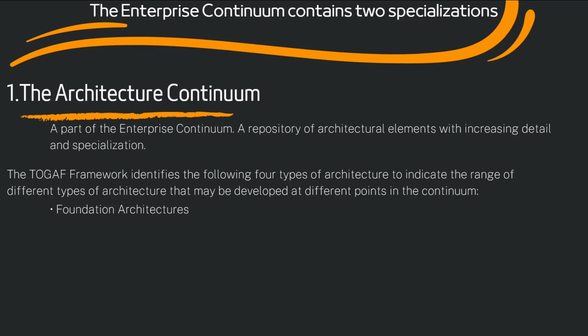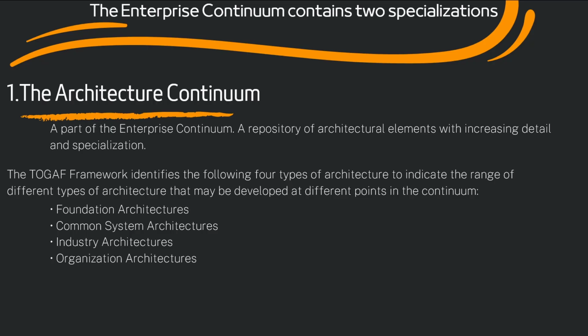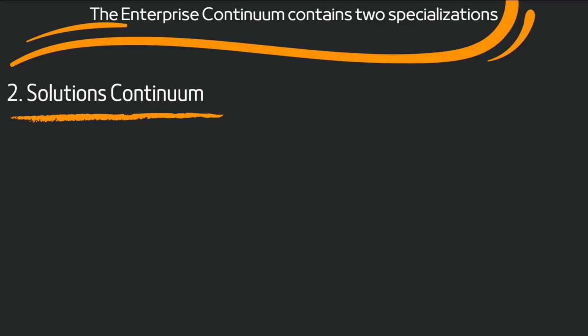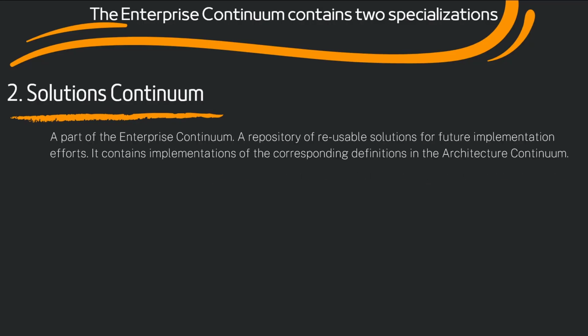Foundation architecture, common system architecture, industry architecture, organization architecture. These are not fixed stages in a process. They apply across all architecture domains: business, data, application, and technology. Solution Continuum, a part of the Enterprise Continuum, a repository of reusable solutions for future implementation effort. It contains implementation of the corresponding definition in the Architecture Continuum.